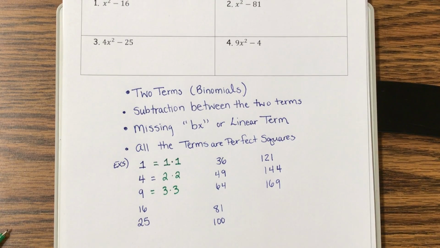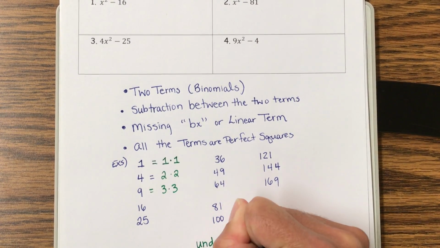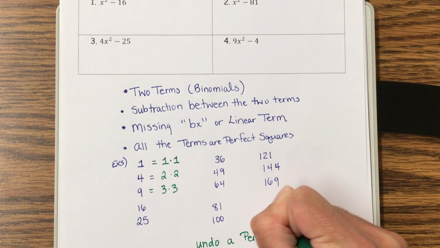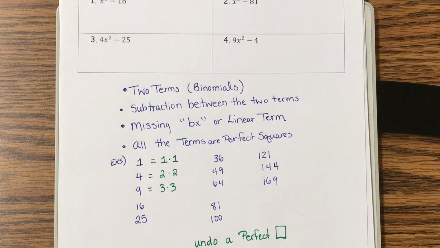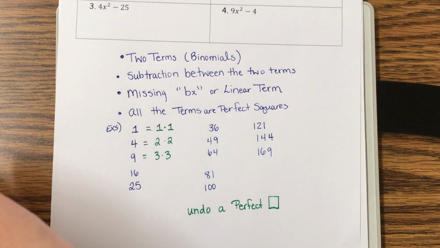So you should know your perfect squares from 1 all the way up to 100, for sure. Really and truly, you should know them from 1 all the way up to 144. But these are called perfect squares because it's a number times itself. So how do you undo a perfect square? Well, to undo a perfect square, you have to square root it.